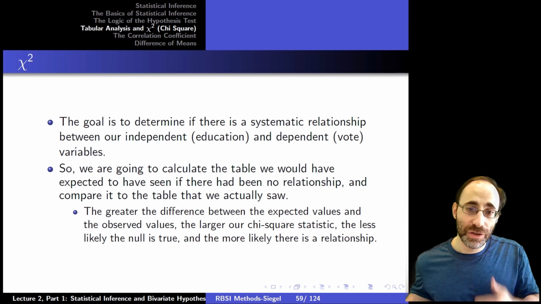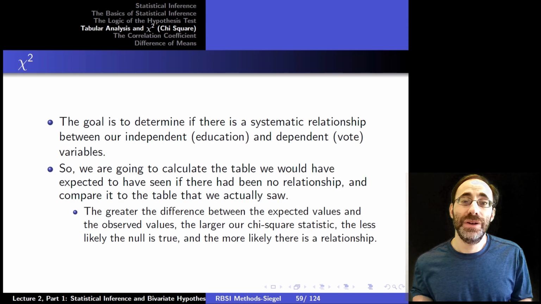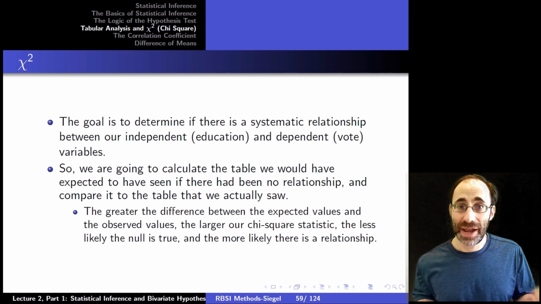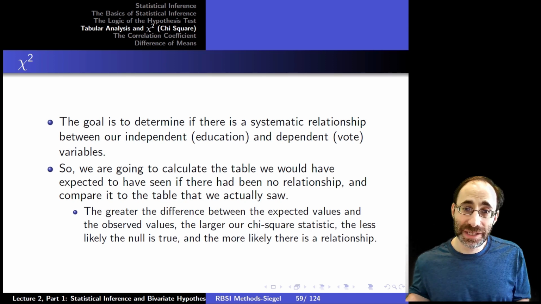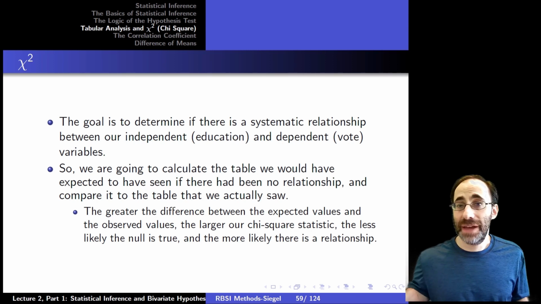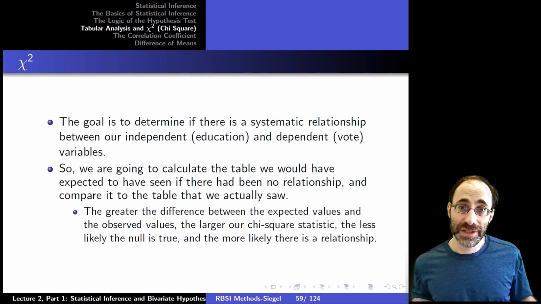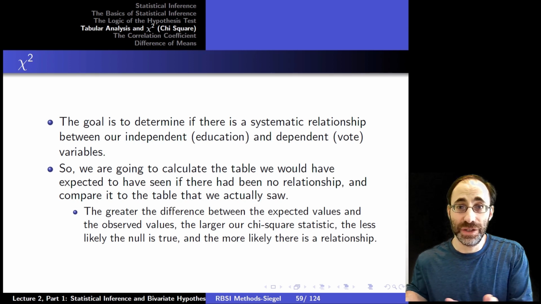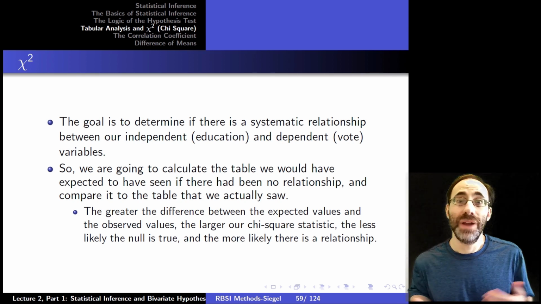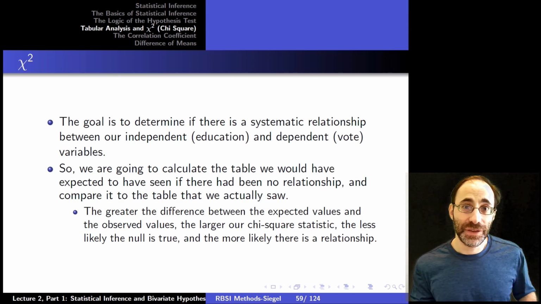So again, we're going to figure out what we would have seen had there been no relationship, no correlation between our x and our y. If it turns out that the table we did see is very, very different from the table we would have expected given no relationship, we're going to reject the null hypothesis. If, however, the table we did get is very close to the table we would have expected given the null being true, then we do not reject the null hypothesis. The larger the difference, the more likely we reject the null.